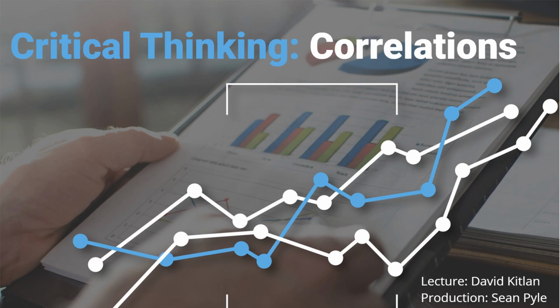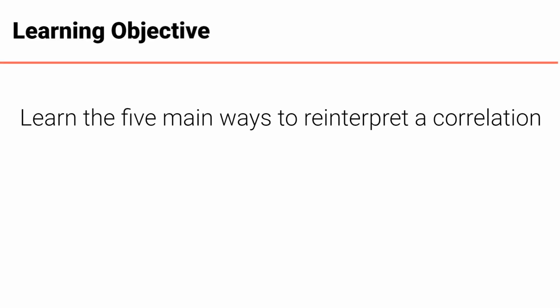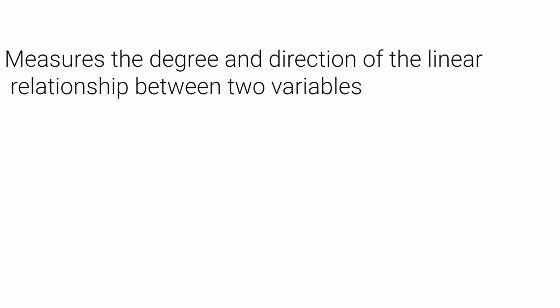This lecture relates to the critical thinking component of the lesson on correlation. After completing this lesson, you will be able to understand and apply the 5 main ways to reinterpret a correlation. So let's begin with a brief review.